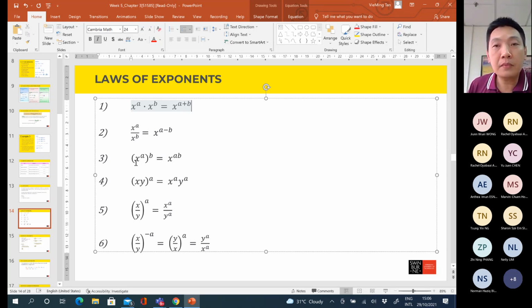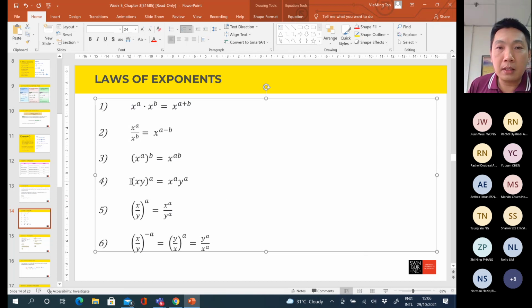Can you see the difference between rule 1 and rule 3? Rule 1 has 2 x's, 2 base numbers, but rule number 3 has only 1 x. So you have to see the pattern of the expression, whether it's this format or this format. If this format, you use rule number 1. If this format, you use rule number 3.